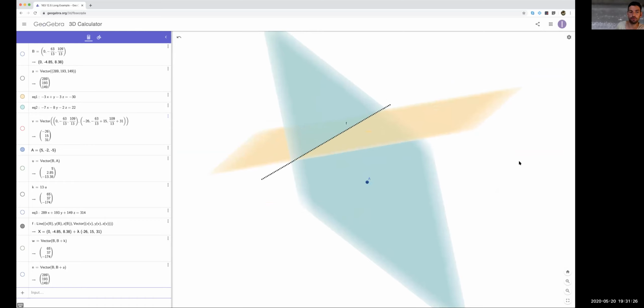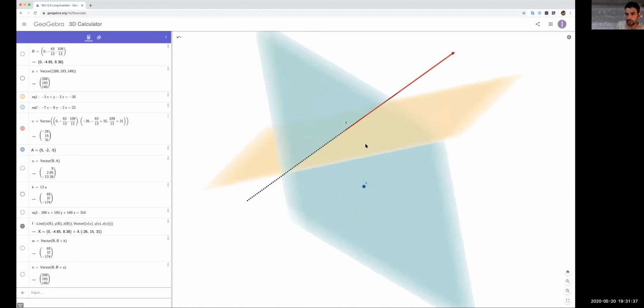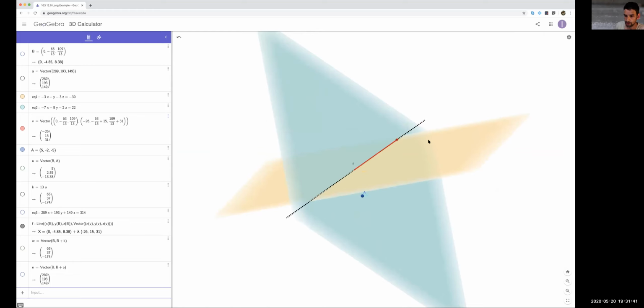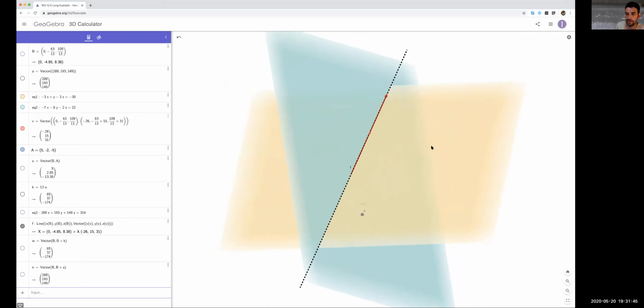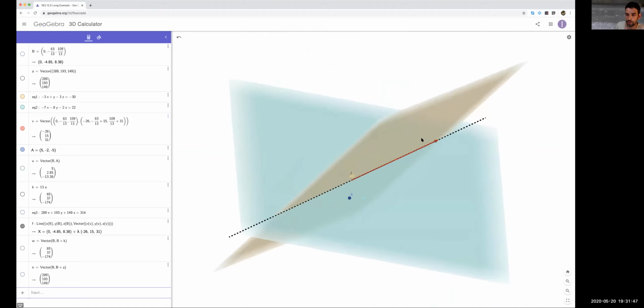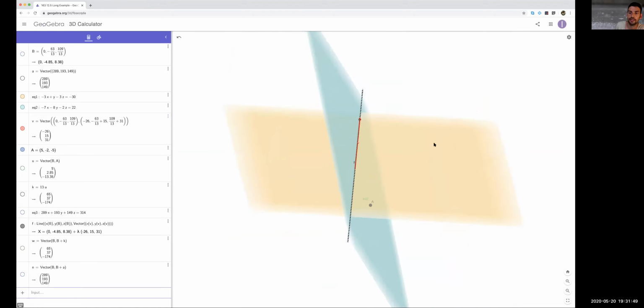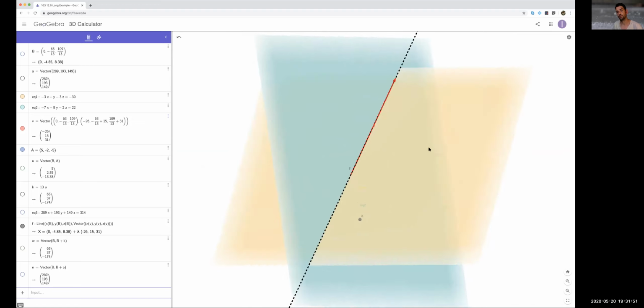So let's go through our process and see what we did. Let's do one more step and then I'll take that plane away. Here's V, the direction vector of this line. Zoom out a little bit, right? So we see that vector sits in both of those planes. And eventually we're going to want it sitting in the plane that we're going to construct.